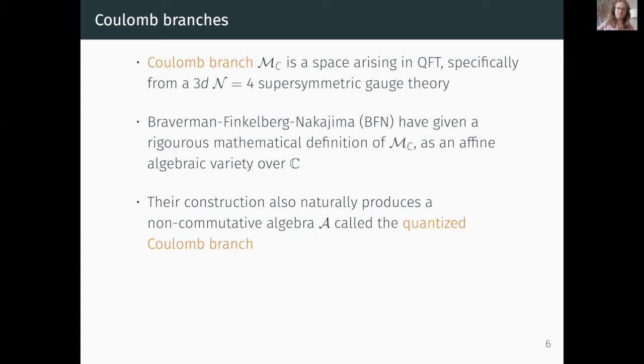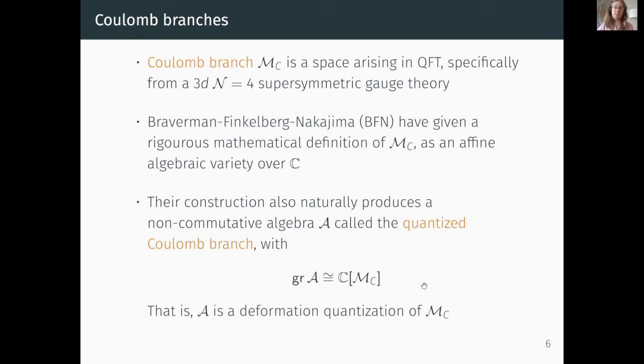But for the purpose of this talk, what's even more important is that their construction naturally produces some non-commutative algebras, which you could call the quantized Coulomb branch. I'm going to call this script A. They have the property that there's some filtration where the associated graded is the coordinate ring of the Coulomb branch. So this is an example of a deformation quantization. They have some general procedure, which I'll briefly outline in a moment, which just spits out these interesting spaces and interesting non-commutative algebras. It's kind of an involved construction, but just a hint as to why this might be interesting.